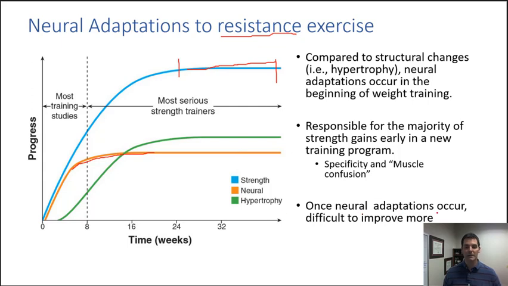So once neural adaptations occur, it becomes much more difficult to improve, and we need hypertrophy in order to do this. So hopefully that clears up this topic and summarizes it broadly enough, yet provides enough information to understand the difference between neural adaptations, changes in the muscle or hypertrophy, and the relative improvements in strength.